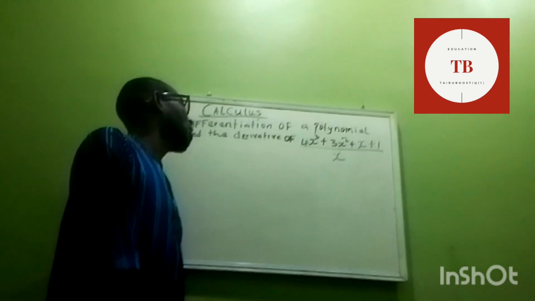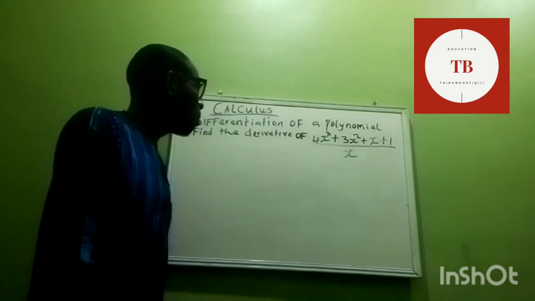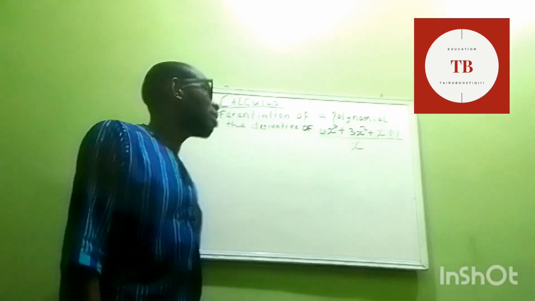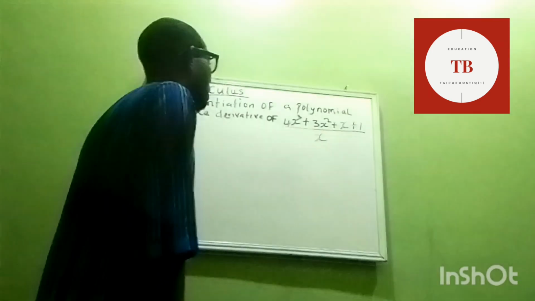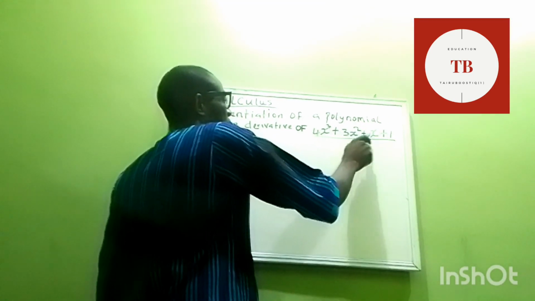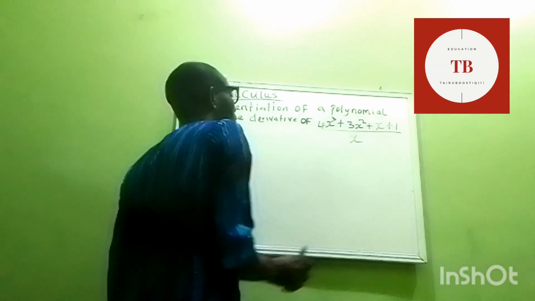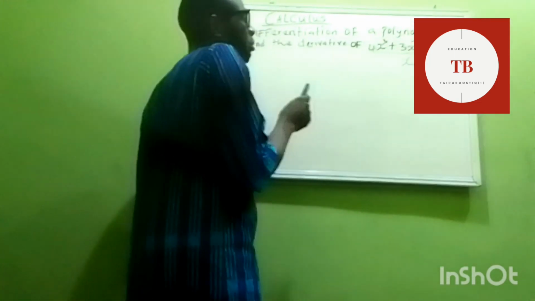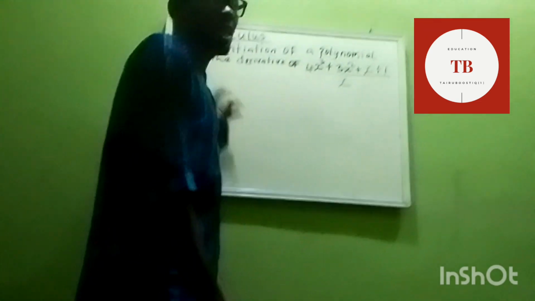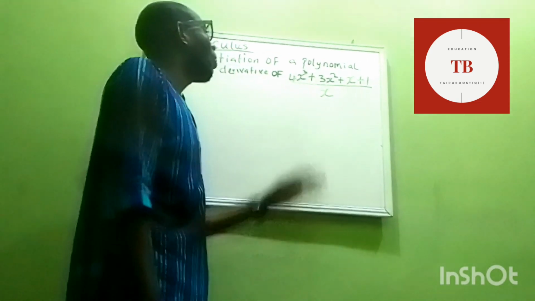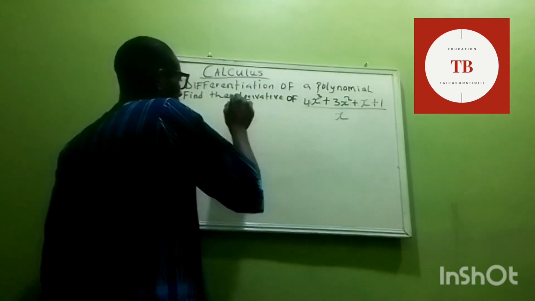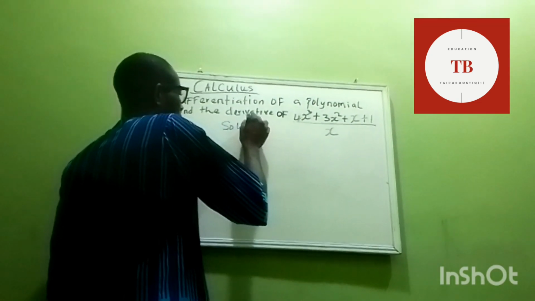Today we are going to look at another derivative. We have to solve more examples so that we can master some of the questions regarding differentiation of polynomial. Here we have (4x^3 + 3x^2 + x + 1) all over x. Indeed, there are two methods that we can use to handle this type of question. One, we can use the power rule, or we can use the quotient rule. But we are going to use the power rule because of time.